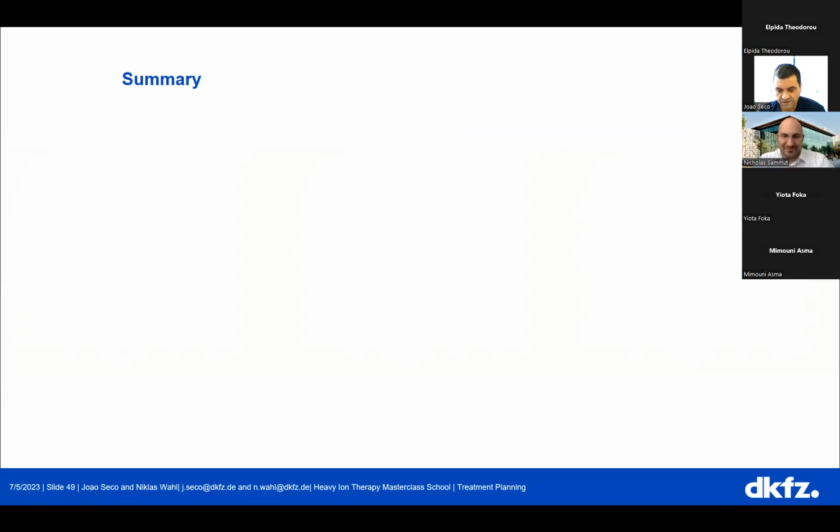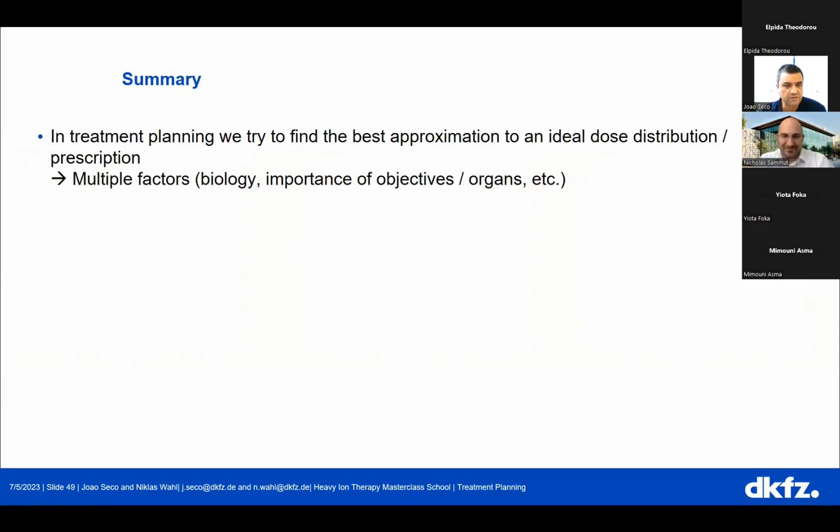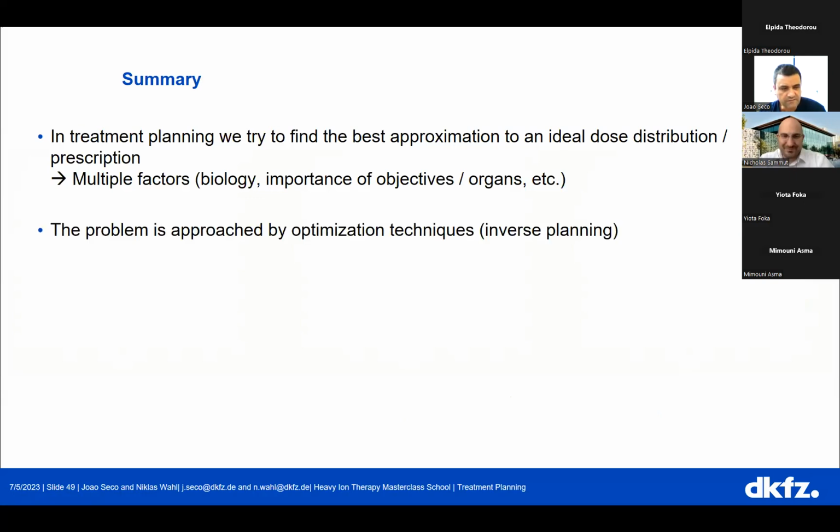Okay, summary to finish the lesson. In treatment planning, we try to find the best approximation to an ideal dose distribution. There are many factors in this process: the biology, the physics, the motion, all these uncertainties. The problem is always to find the optimal solution. So we have to develop a very good understanding of mathematical tools, especially inverse planning.